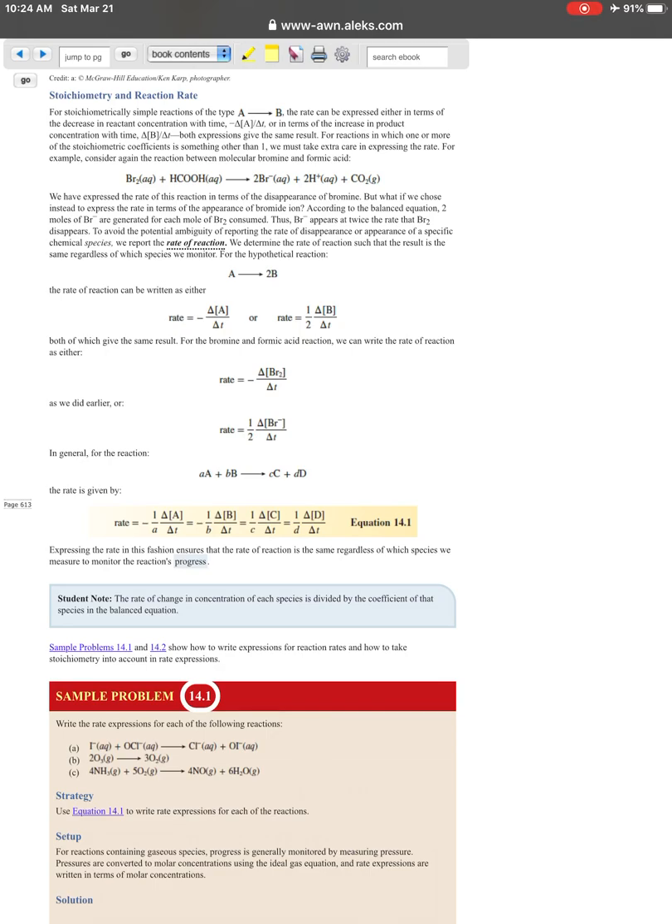So what you do is you look at the coefficient of the species and you put that in the denominator. If the coefficient is a 1, you just put a 1. If it's a 2, you put a 2. If it's a 3, you put a 3. So you divide by that number. If it's a product, you don't put a negative. If it's a reactant, you do put a negative. And that will ensure that you get the rate no matter what substance you're talking about.